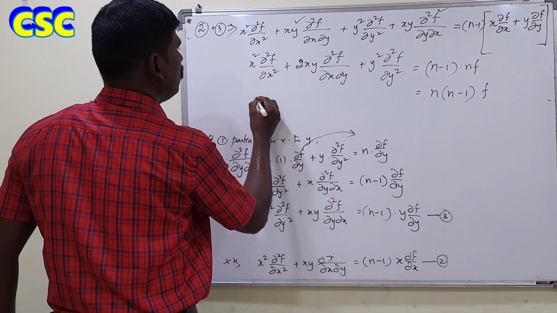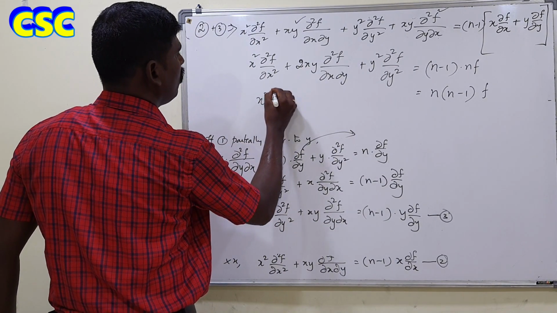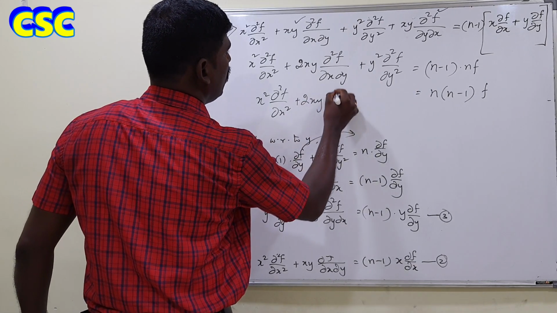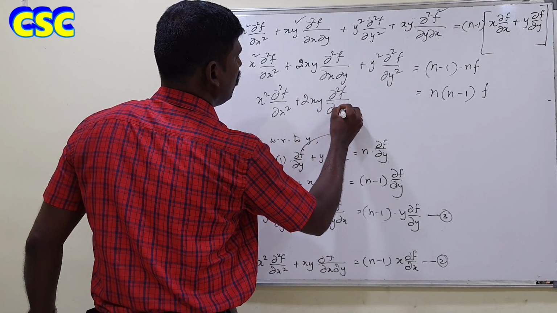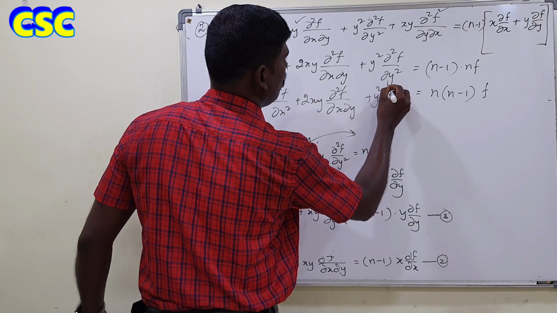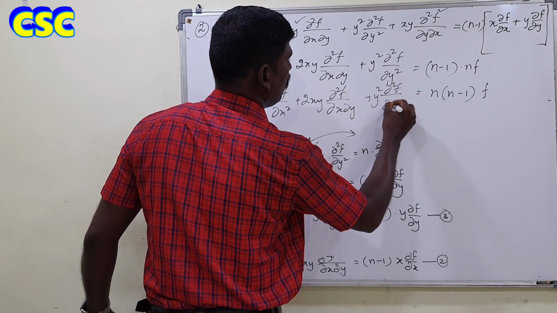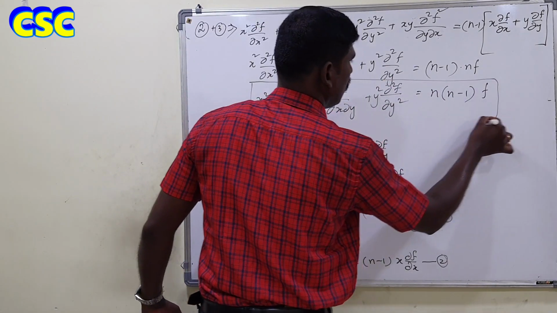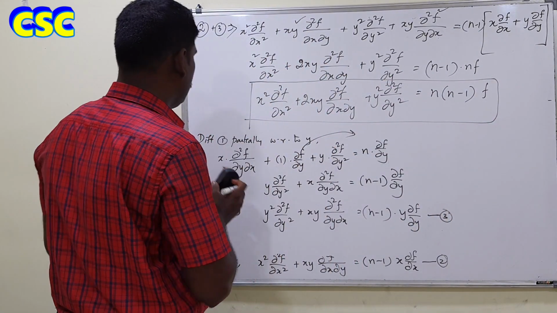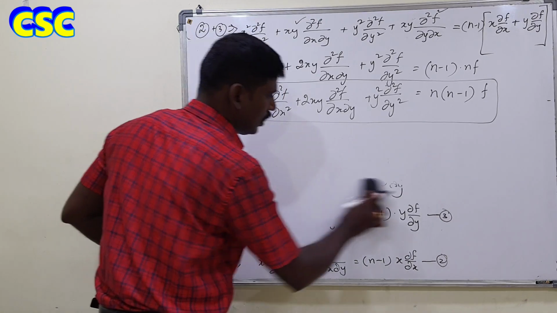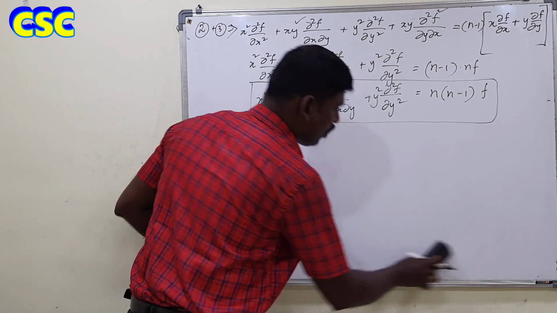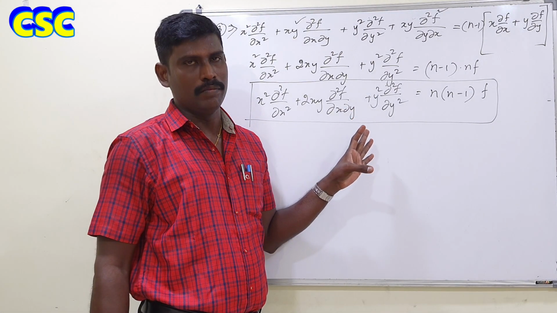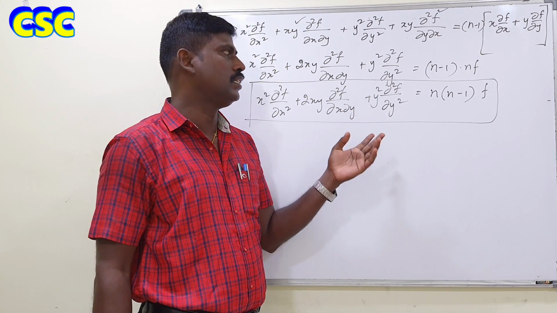That's all. x square into dou square f by dou x square plus 2xy into dou square f by dou x dou y plus y square into dou square f by dou y square is equal to n into n minus 1 into f. Right? That's all. So using these two results, we are going to solve problems based on these two theorems. We will discuss that in the next session. Thank you.